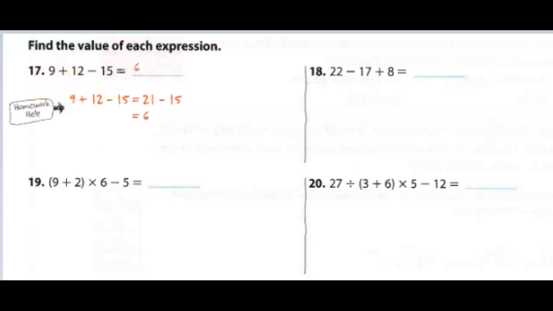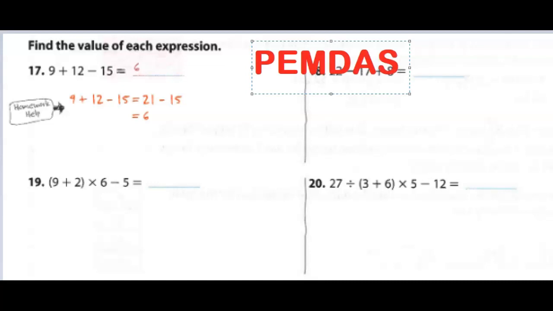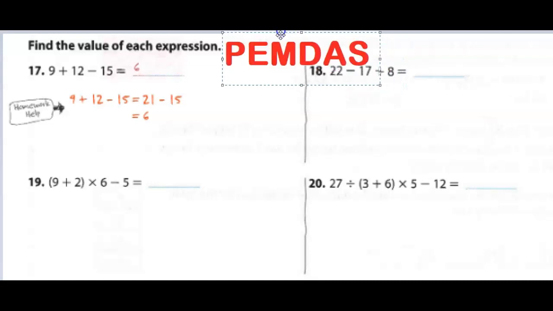So on all of these, I would actually probably write it every time, or just one time at the very top of your paper, PEMDAS. Alright, remember that, because that is the order of operations. That's what we need to remember and think. So on this first one, 9 plus 12 minus 15.